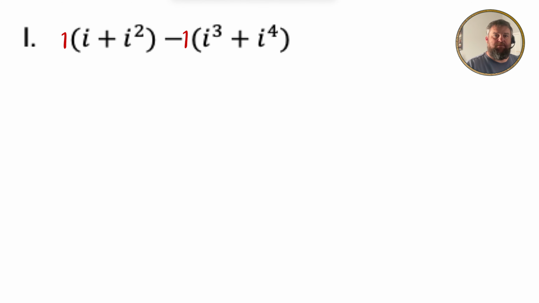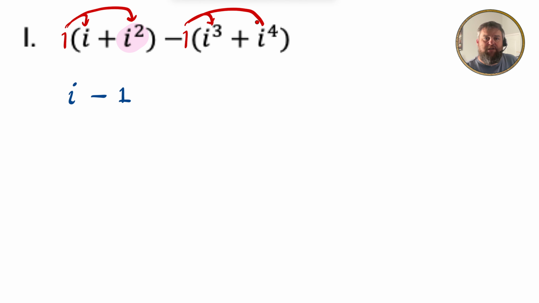So let's distribute the positive 1 through. That's going to keep that as an i. And remember, this i squared, what are we going to turn it to? That is correct. We're going to make that a negative 1. So this just simply becomes i minus 1. Okay, then we have this negative 1 distributed through. That's just going to change the sign of each of these i's here. So this just becomes minus i cubed minus i to the fourth.